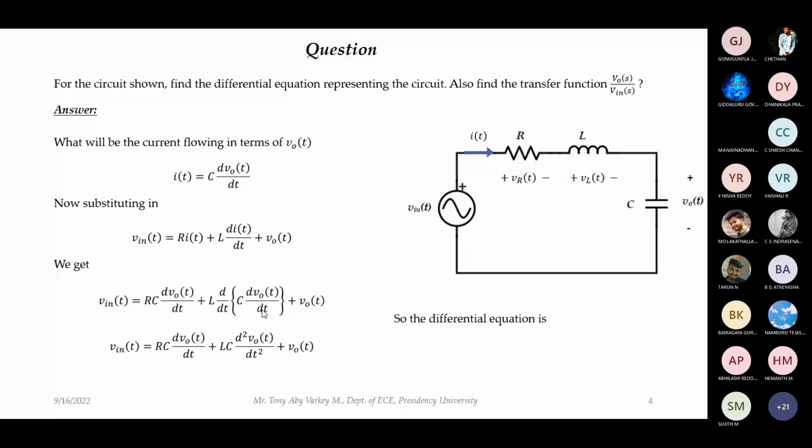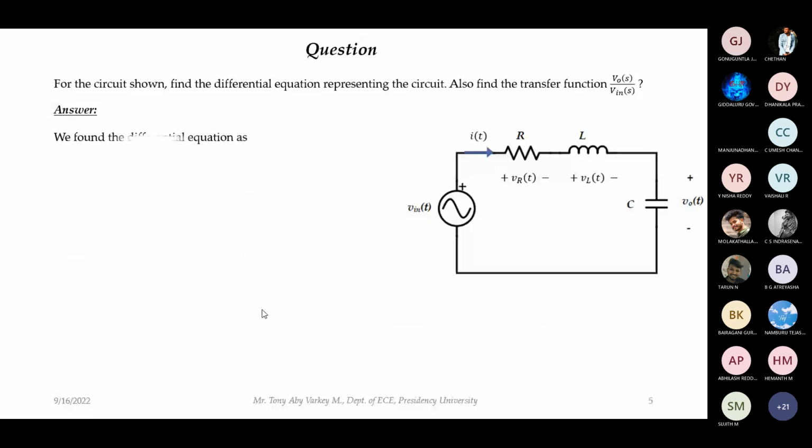Okay, so I am arranging it in order. It will be LC d square V output of t by dt square plus RC dV output of t by dt plus V output of t equal to V in of t. Is it clear? Yes, sir. Okay. So this is the differential equation that we got.